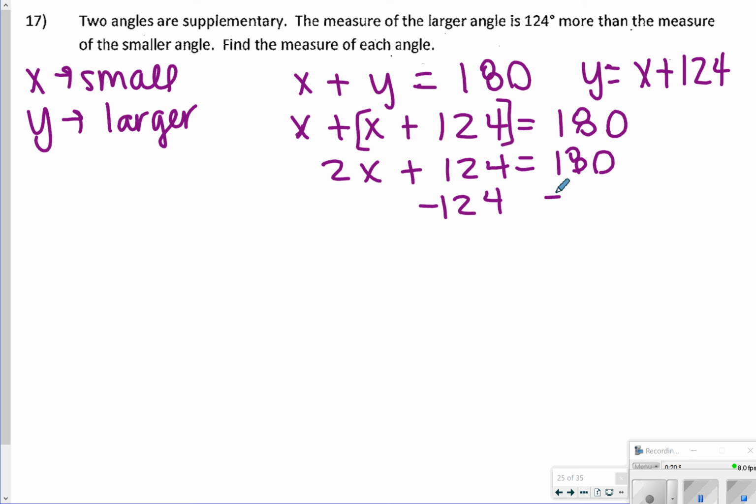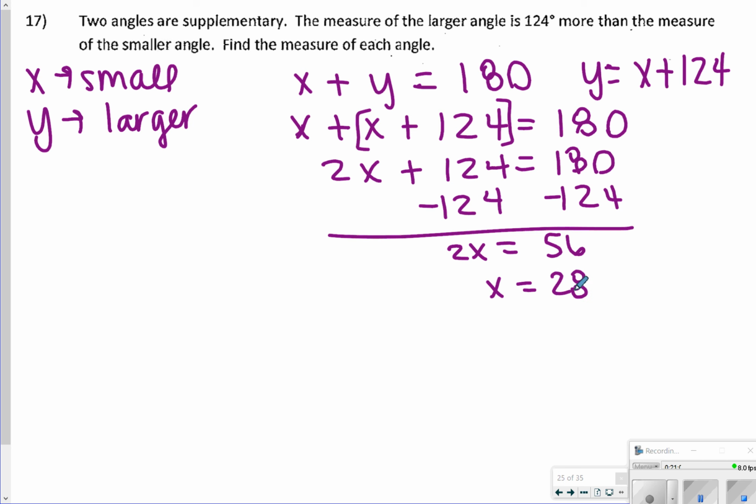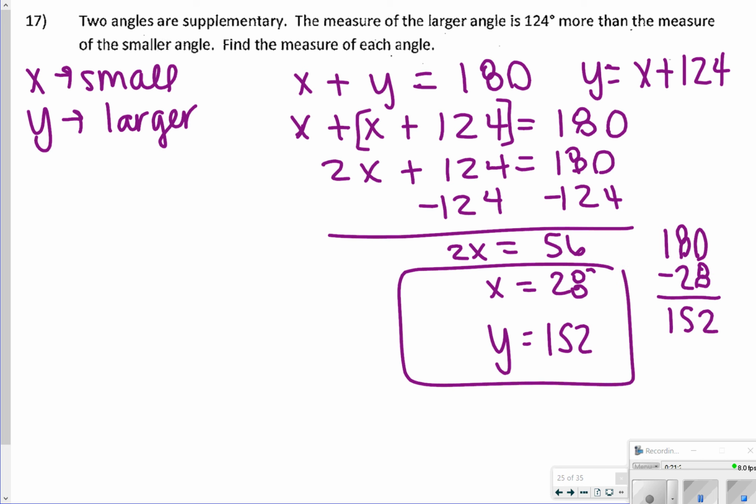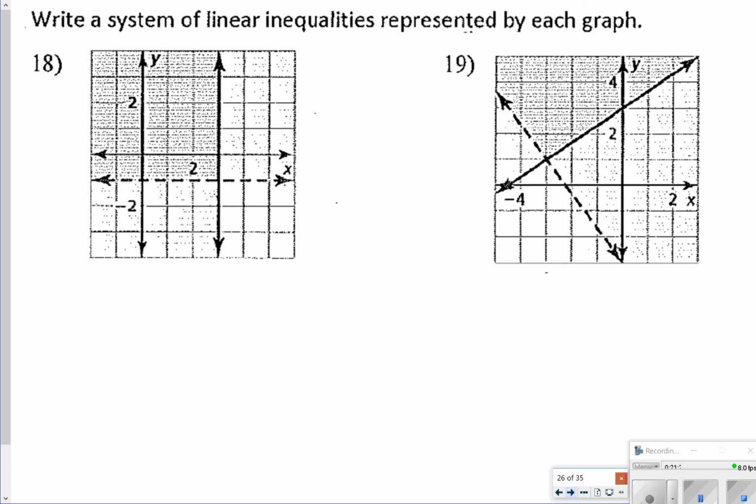So I'm going to subtract 124 from both sides. So I get 2x is equal to 56. And dividing both by 2, x is equal to 28. So if x is equal to 28, then y would be equal to 152, because 2 supplementaries would be 180. And if I subtract 28 from that, I get 152. So 28 degrees and 152 degrees would be my answer for 17.